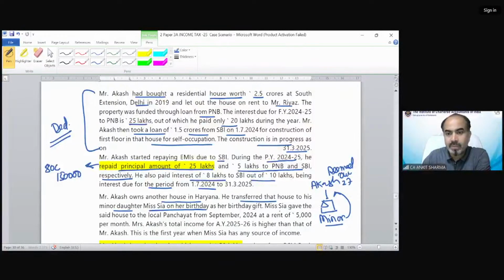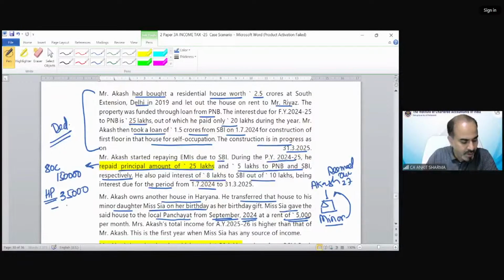Miss Sia gave the said house to the local panchayat from September 24 at a rent of 5,000. So this income is going to be included in the hands of Mr. Akash under the house property head from September till March. From September till March, that is 7 months, the income would be 35,000. No municipal tax, 30% deduction is 10,500. So that would be 24,500 rupees.